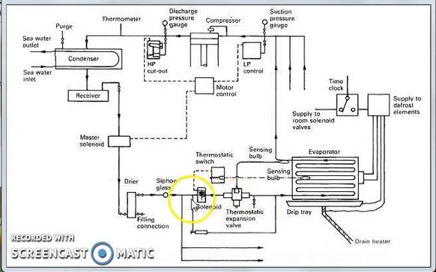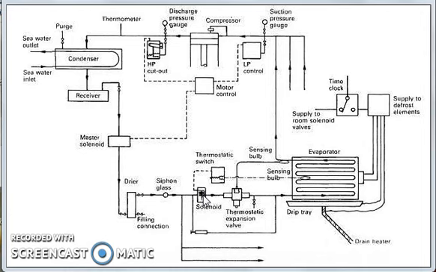Now the solenoid valve is controlled by the thermostatic switch, which has a sensing bulb placed in the evaporator coil. It senses the temperature of the evaporator, or you can say the room, and then it opens and closes the solenoid valves according to the temperature in the room. A solenoid valve is normally either fully open or fully closed, and it controls the flow of refrigerant to a room.